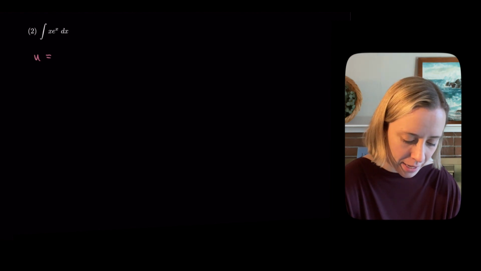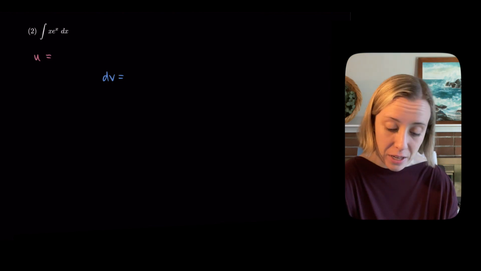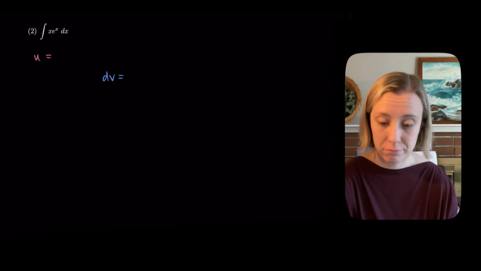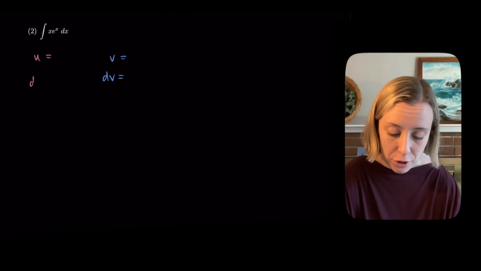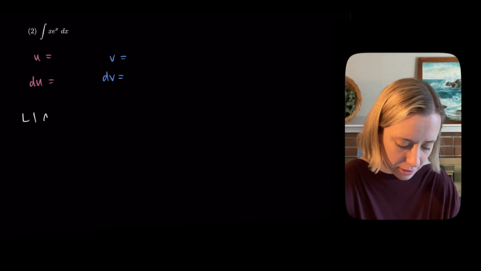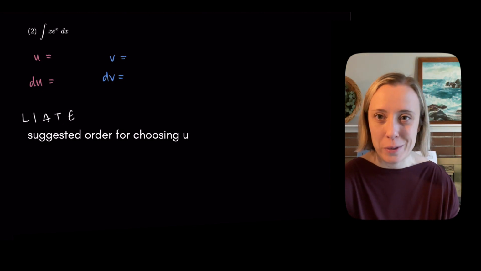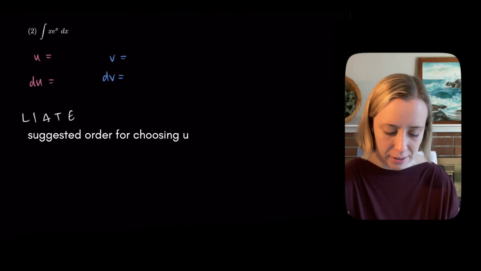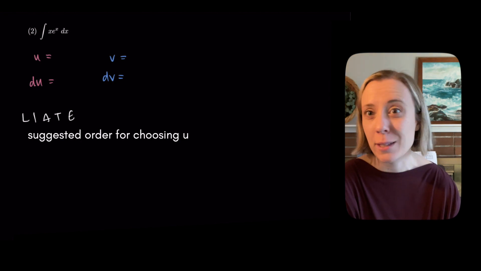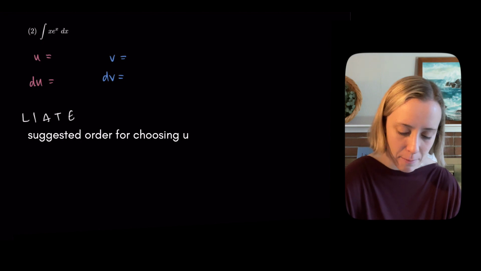And now we need to pick our u and our dv. So those are the two things we find, and then we compute the v and the du. All right, so there's a little acronym you can use when you're doing integration by parts. It's LIATE. They each stand for something, each of the letters do. So it's logarithms, inverses, algebra, trig, exponentials. And the important thing here is that exponentials are your last choice usually. That's the only reason I even mention this.